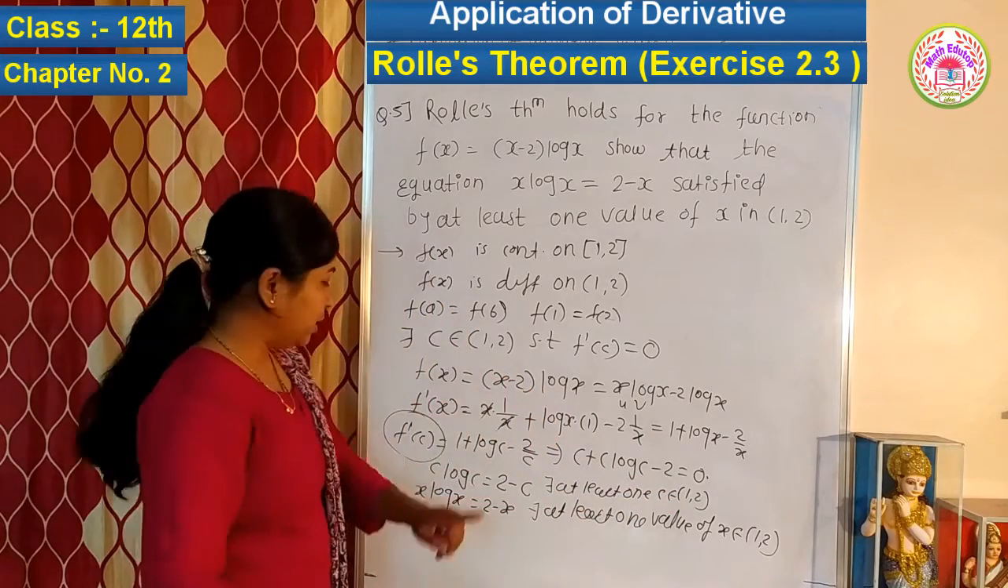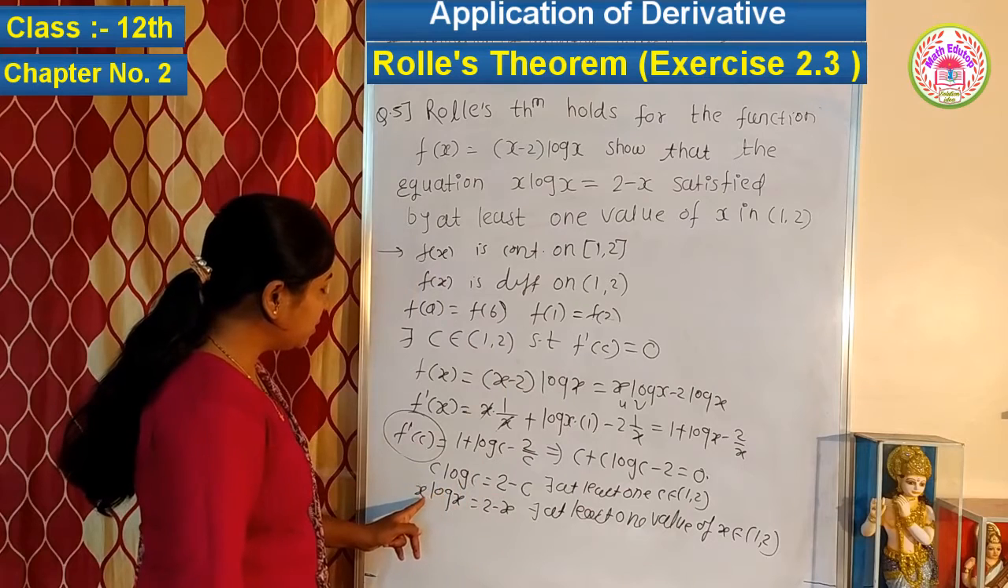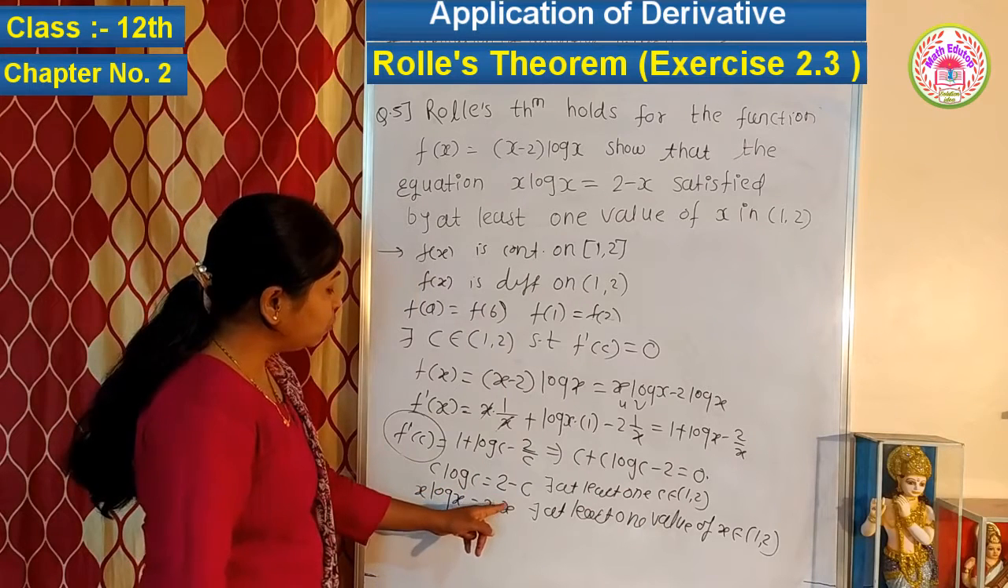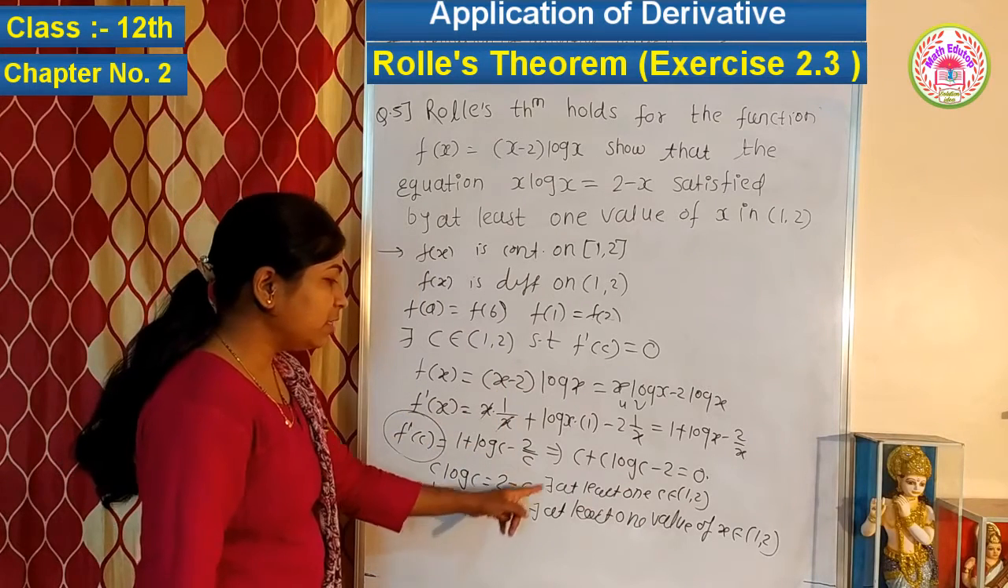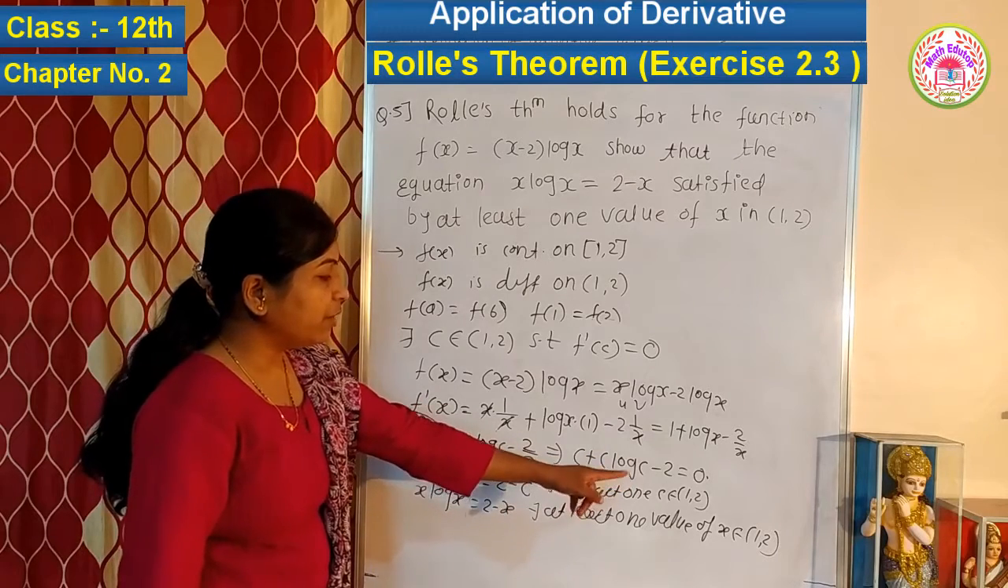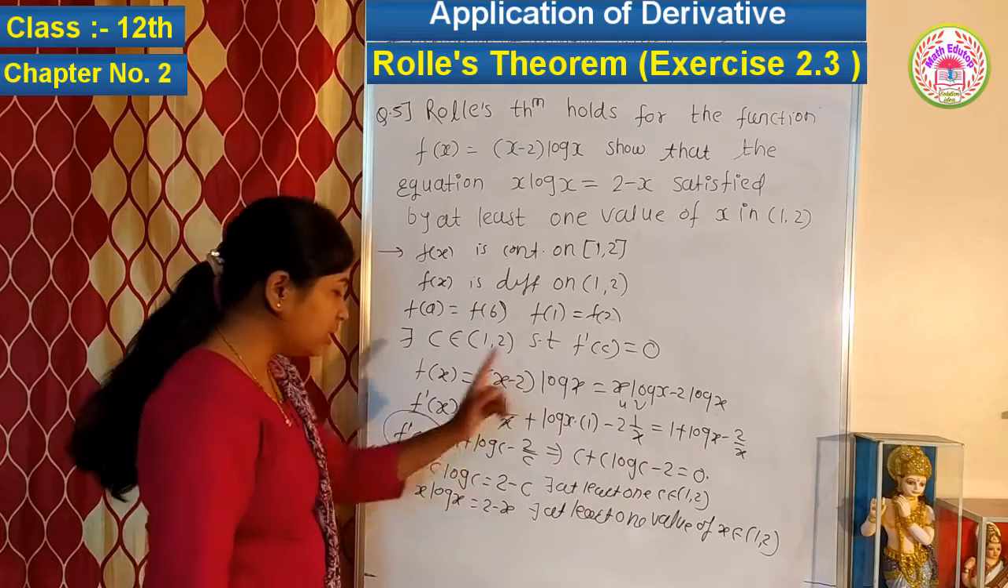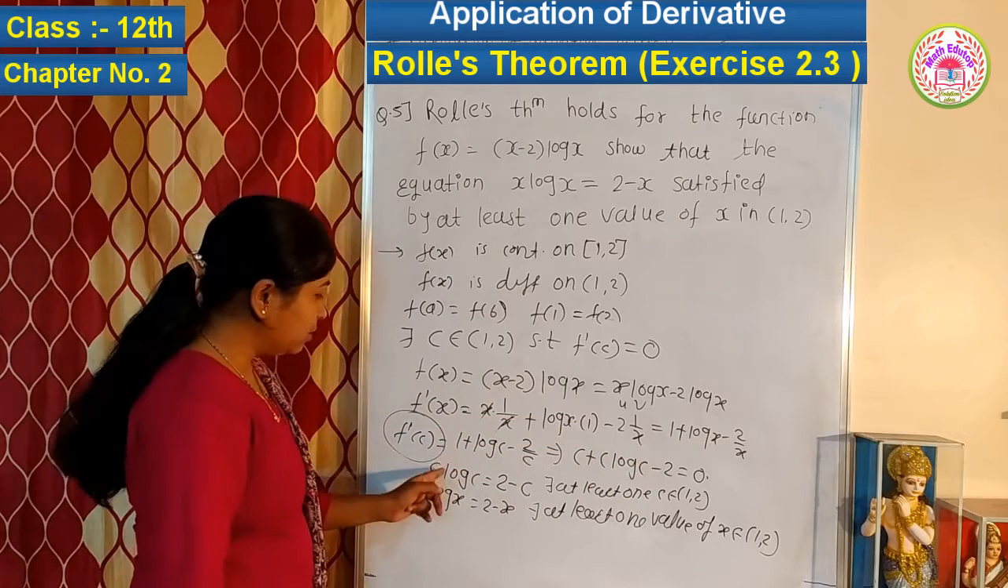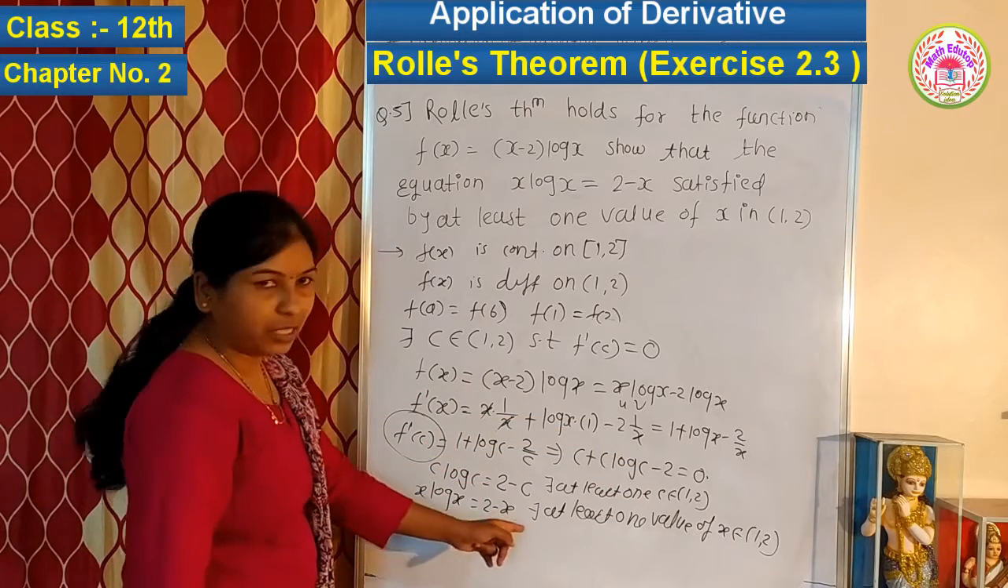Okay, so the same thing, if we write in terms of x, then x into log x is equal to 2 minus x. That is, there exists at least one value of x in the open interval 1 2 such that it satisfies this equation. Okay, just according to this we write this statement.